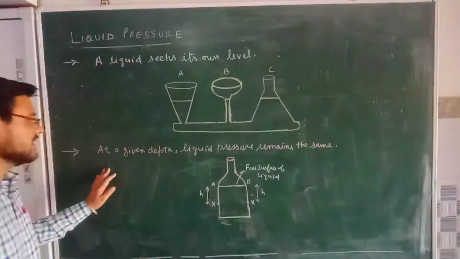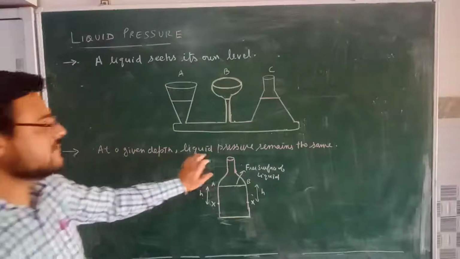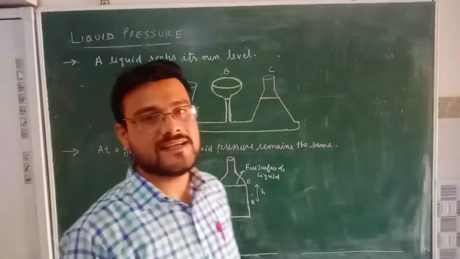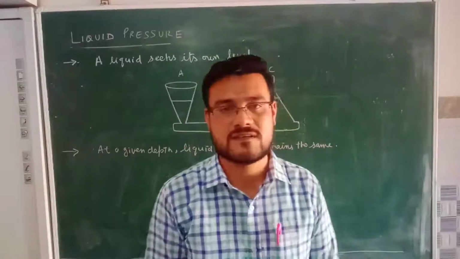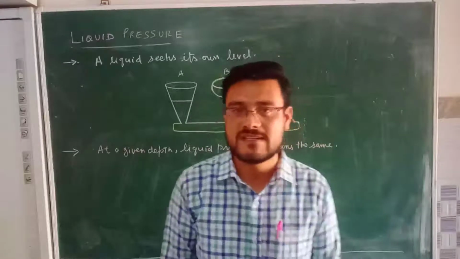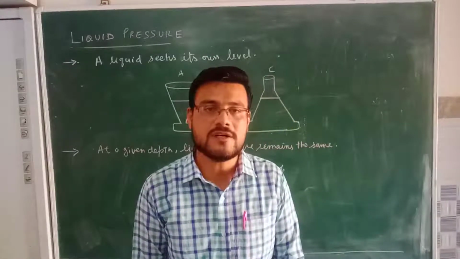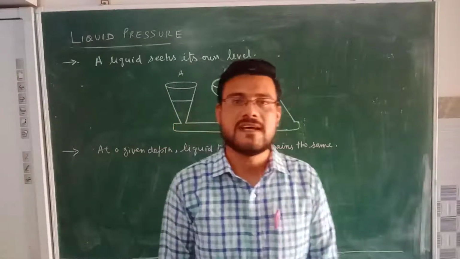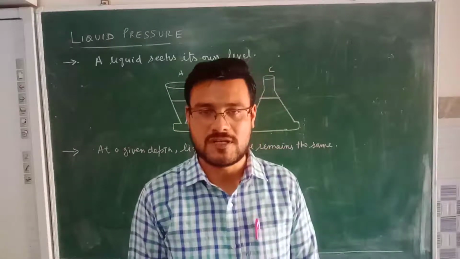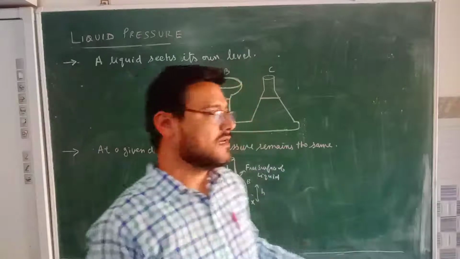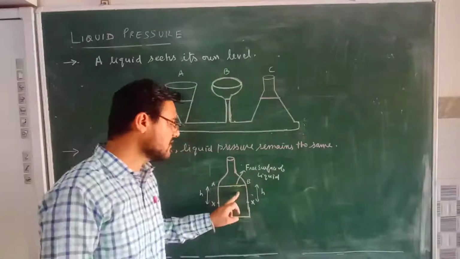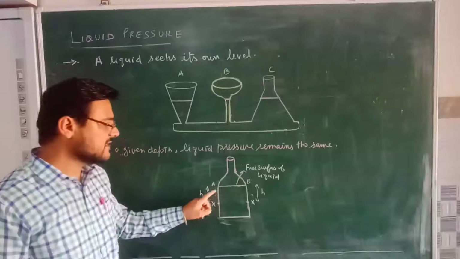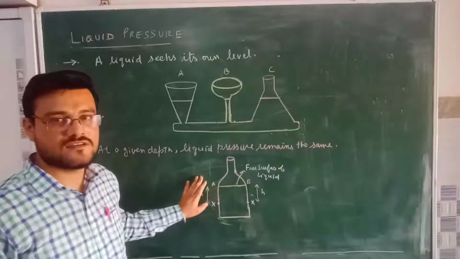Second point: at a given depth, liquid pressure always remains the same. When we are at a certain depth below the free surface of the liquid, the pressure always remains the same. In order to show this, we can perform a simple activity where we use a plastic bottle and fill it up to a certain level with the liquid. In this figure, you can see that AB is the free surface of the liquid.